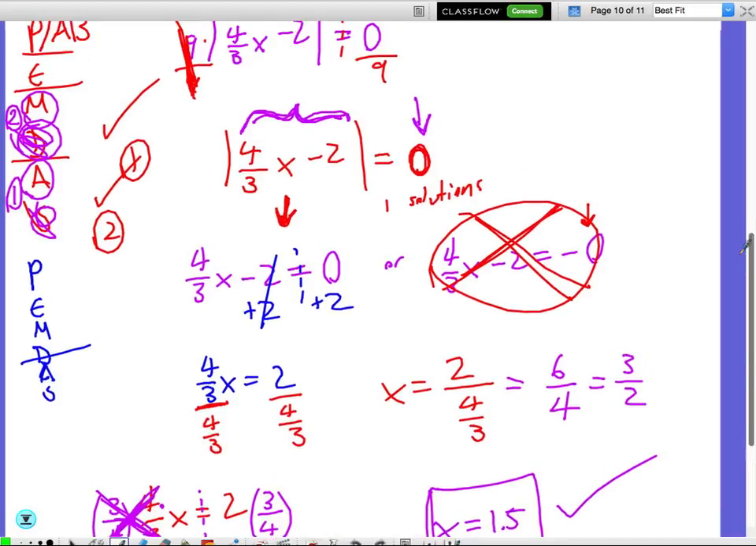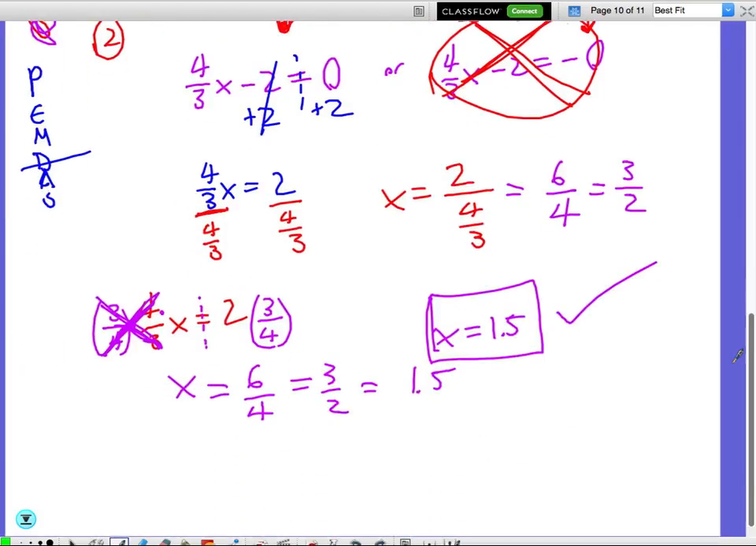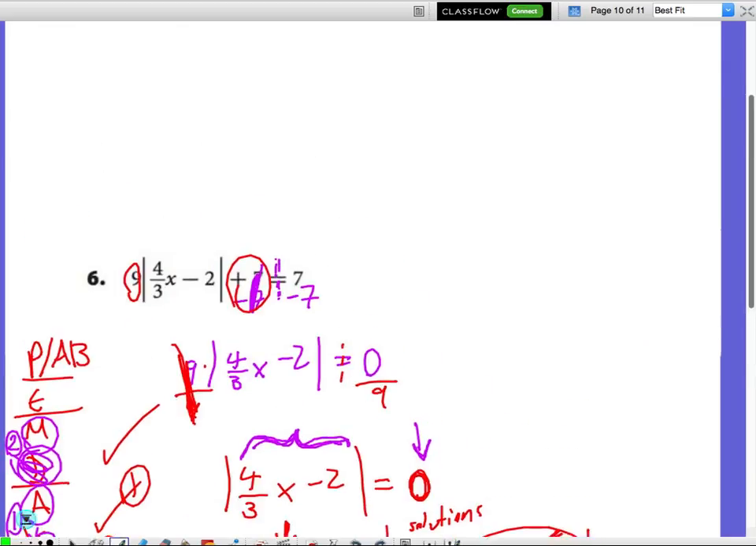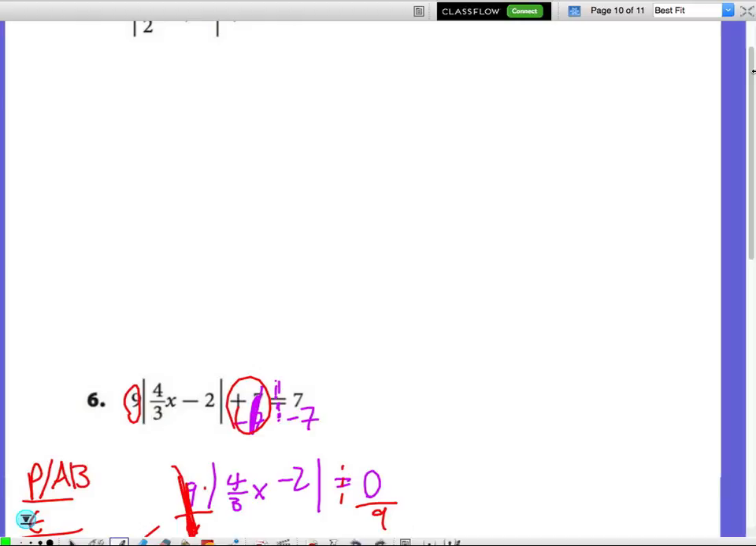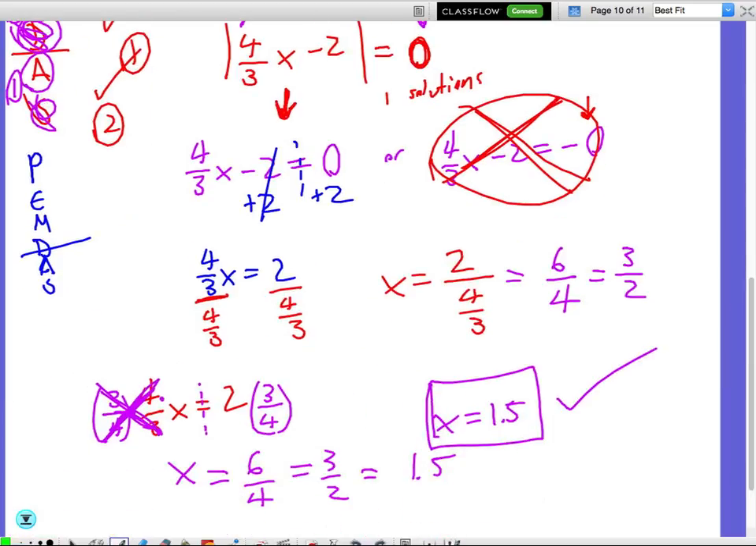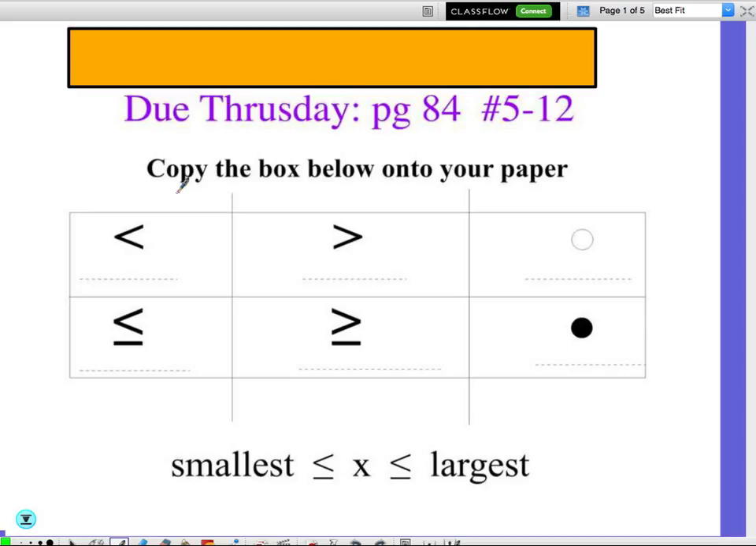Alright, so we took a look at two examples where one has just one solution like this one, and the other one has no solutions. Alright, let's go ahead and move on to lesson 3-2. Lesson 3-2 is about solving absolute value inequalities. So we have to remind ourselves about inequalities.